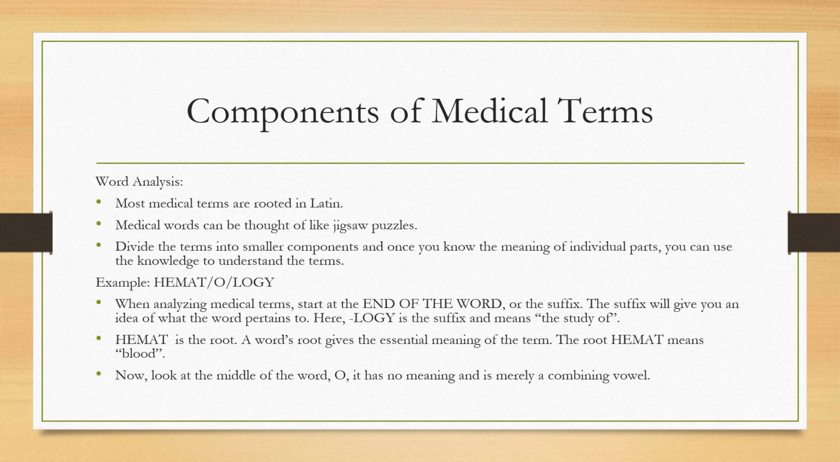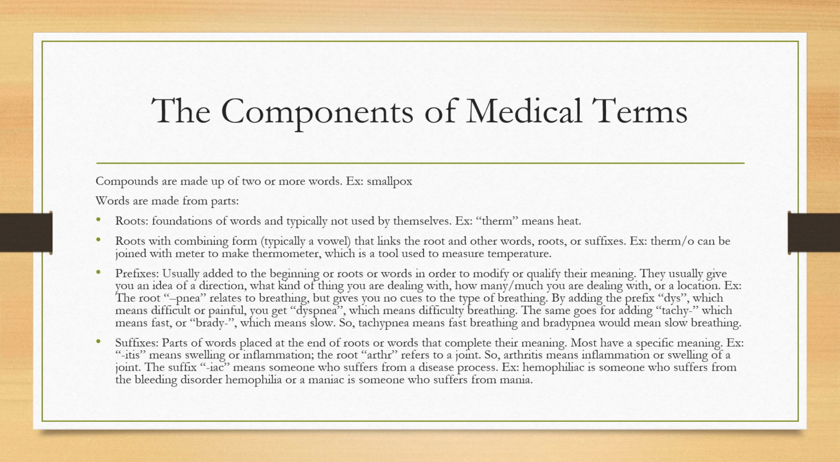There's some rarer examples. We don't need to go into them because you're probably not going to use them. Anytime you see logi, that suffix means the study of. So you put them together, hematology is the study of blood. So that's kind of how you can break it down. The way that your book recommends it is to look at the end of the word, the suffix, and go back to the beginning. You can do it either way, and it still works. It's not a one-trick pony.